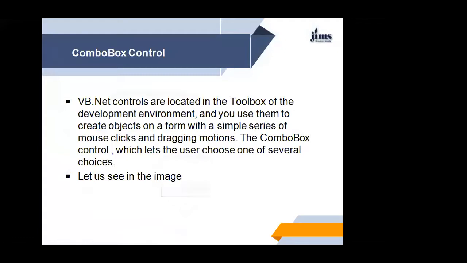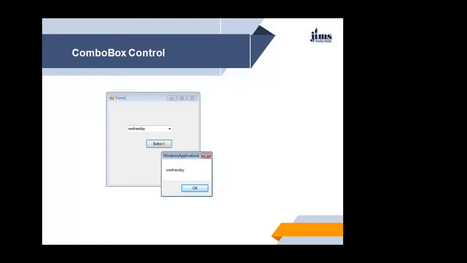Let's see what is in this image. This is the combo box. When you click on this arrow, a drop-down list will appear, and you can select from it. Suppose you select Wednesday, then a pop-up will appear saying that you have selected Wednesday.